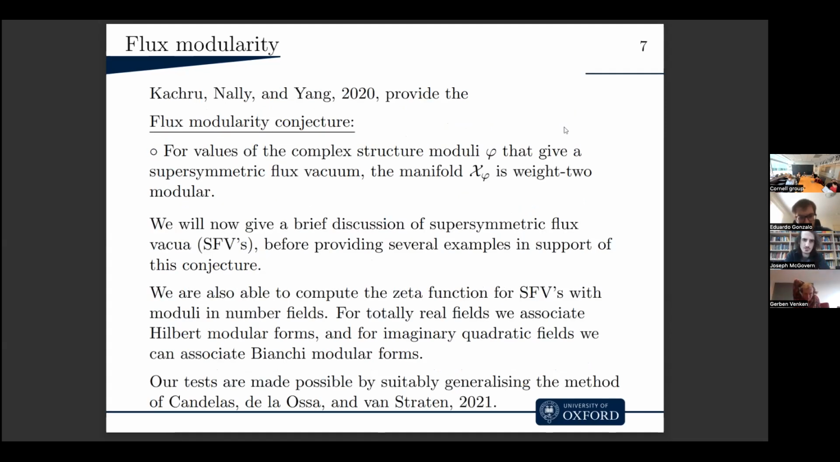Now, this conjecture, due to Candelas and Yang, is that at a supersymmetric flux vacuum, the compactifying manifold will be weight 2 modular. So I'm going to now briefly run through just the particular supersymmetric flux vacuum solutions that we look at. There are a few to choose from, before showing you some modular forms that can be associated to these.